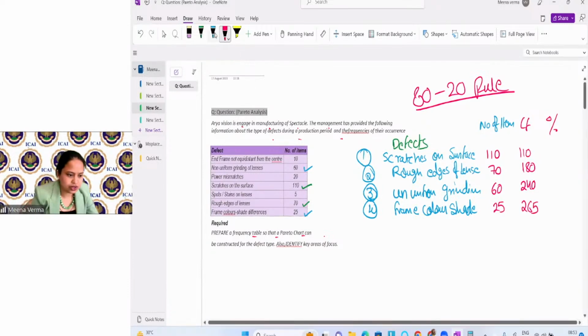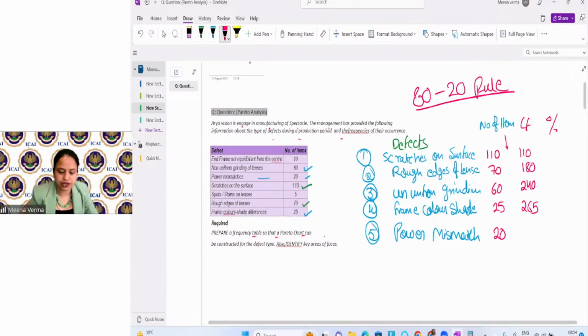Right. Then the next value is what? This value, power mismatch. Power mismatch is how much? 20. Okay, so you can see we are arranging them in descending order. So the total value will become 285.